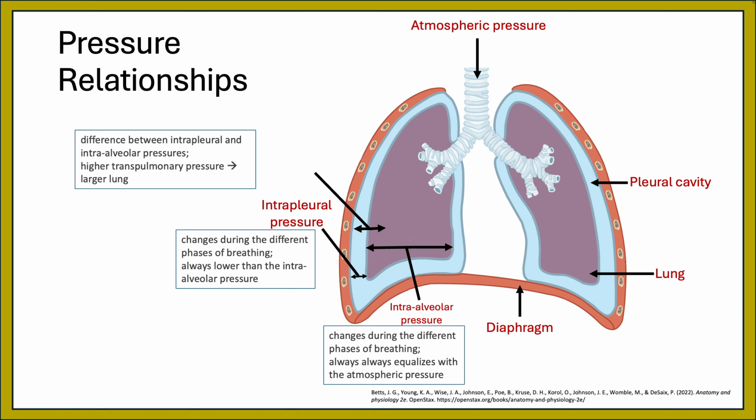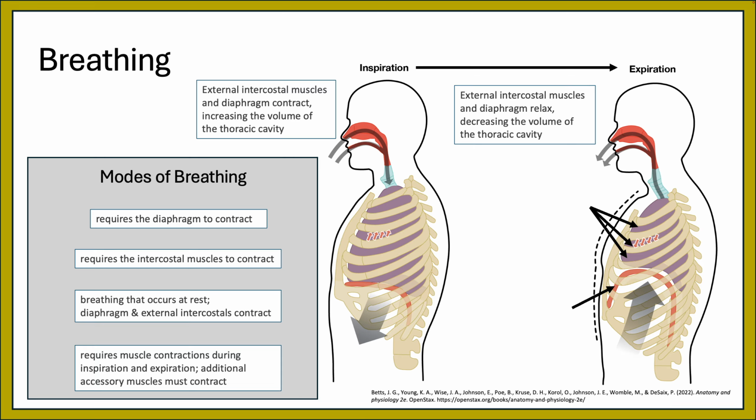The intrapleural pressure is going to also change during the different phases of breathing. However, it's always going to be lower than the intraalveolar pressure. And then finally, you have the transpulmonary pressure. This is the difference between the intrapleural and the intraalveolar pressures. The higher transpulmonary pressure results in a larger lung, thus expanding the lung in the thoracic cavity.